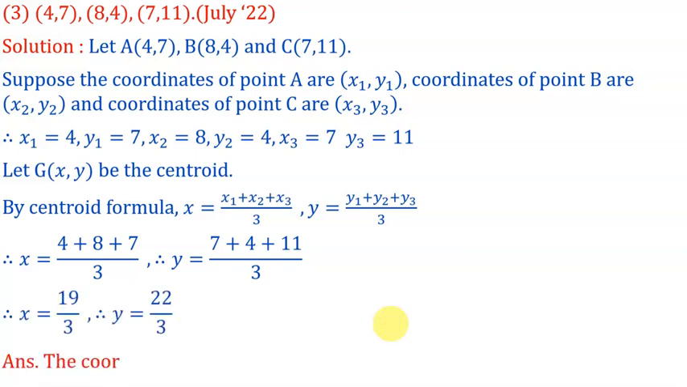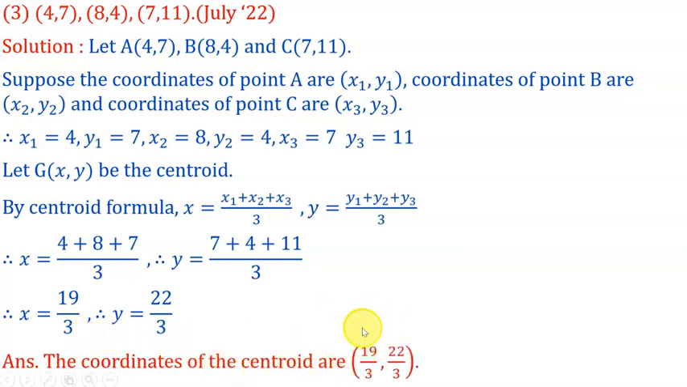Okay, and finally the answer. The coordinates of the centroid are (19 upon 3, 22 upon 3). Okay. Now next example.